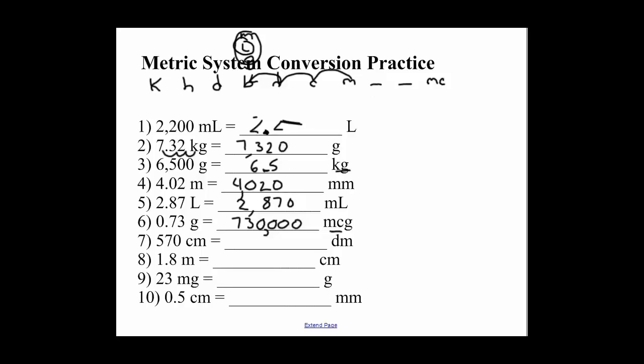And we begin with centimeters. So centi is the prefix that starts with C. So we put 570 under the C because that's what we begin with. And we are going to decimeter. You notice that's not DAM. DAM would be over here with deca.